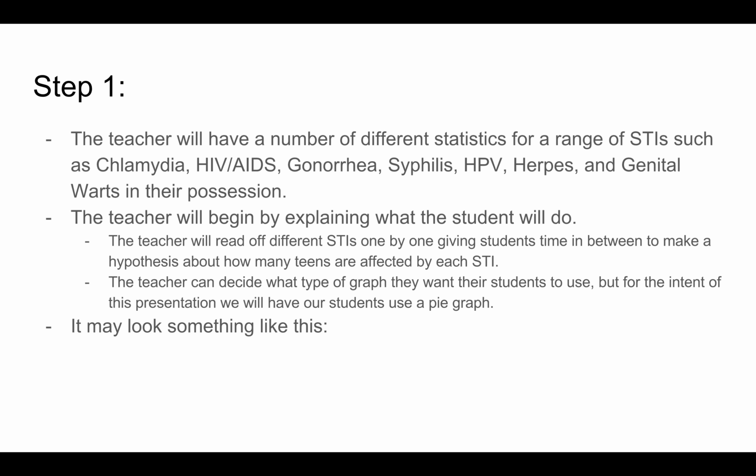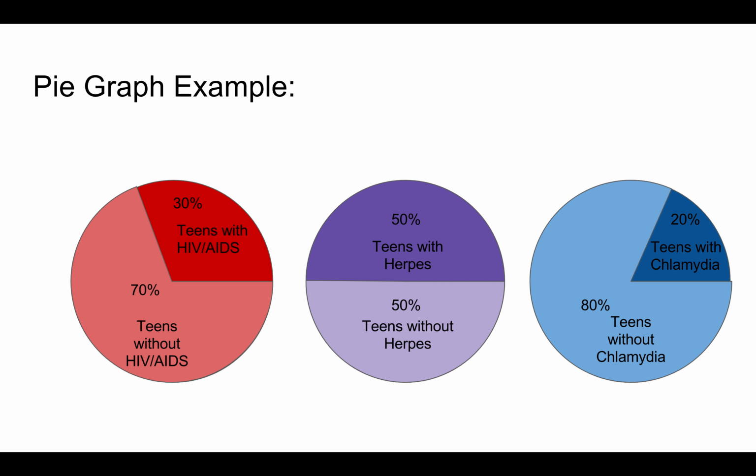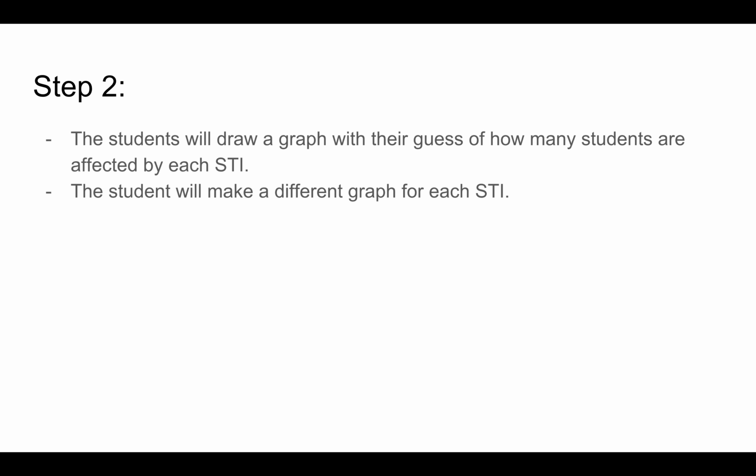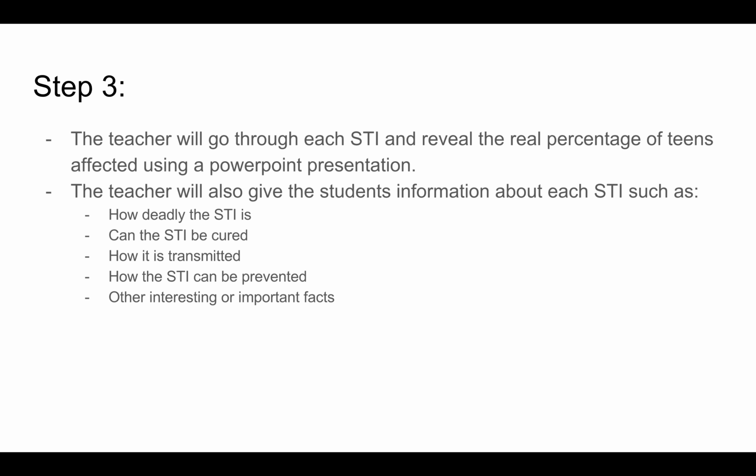The teacher can decide what type of graph they want their students to use, but for the intent of my presentation, the students will be using a pie graph, and it should look something like this. They're going to have a different pie graph for each STI with their guess of what teens are affected and how many teens are not affected. The next step is that they're going to draw the graph and show how many students they think are affected by each STI.